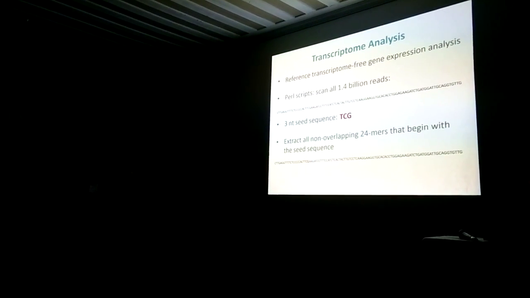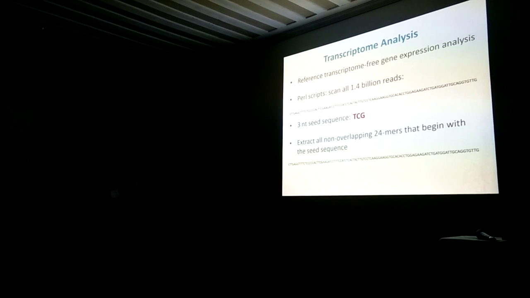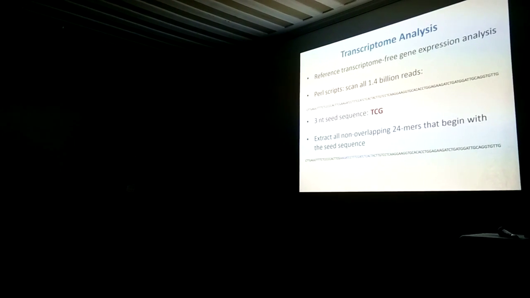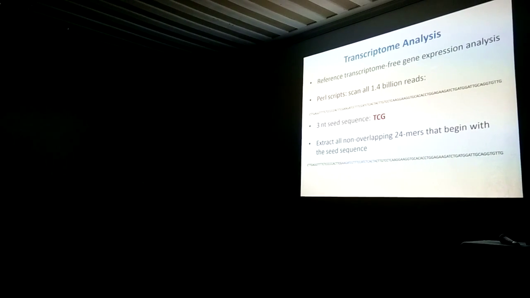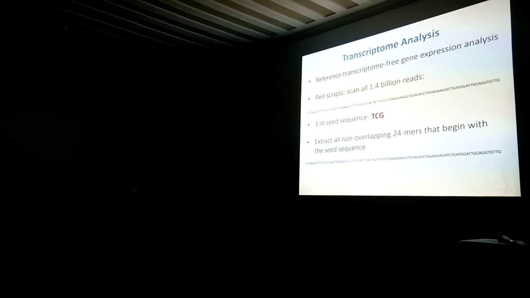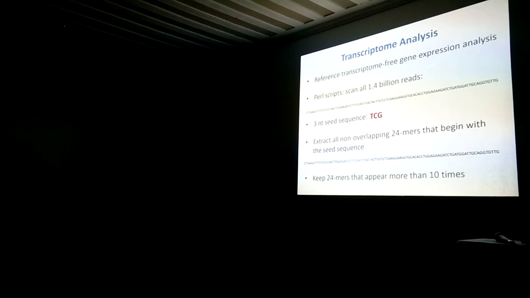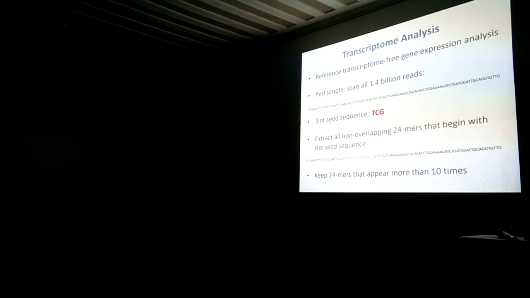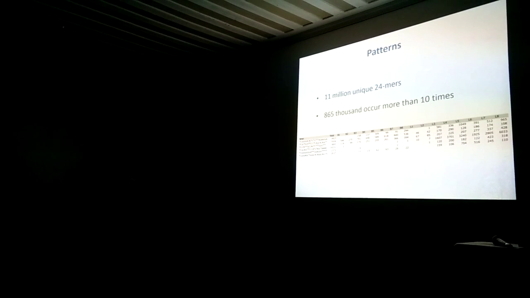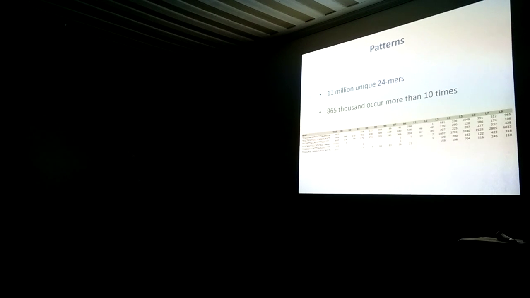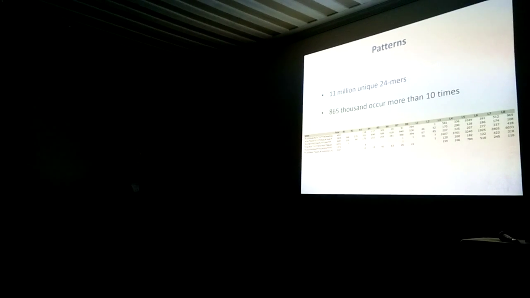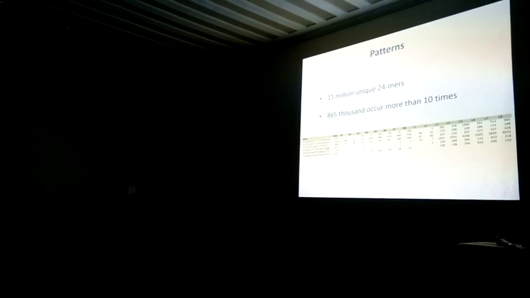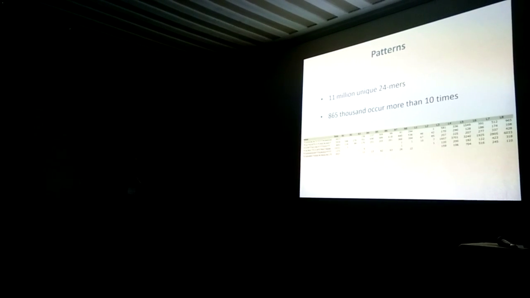In this case, we don't find that seed sequence again, so we don't get any more sequence out of that read. In some cases, we do actually find a seed sequence again, so we can get up to 3 20-mers from a 100 base pair long read. We then kept all the 20-mers that appeared in the data set more than 10 times. This gave us 11 million unique 20-mers, 865,000 of which occurred more than 10 times in the data. So this is a set that we're going to use for further analyses.